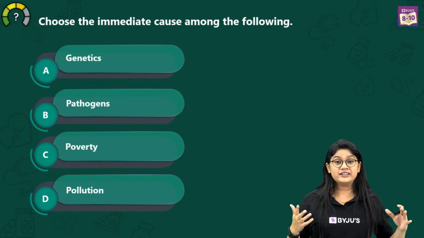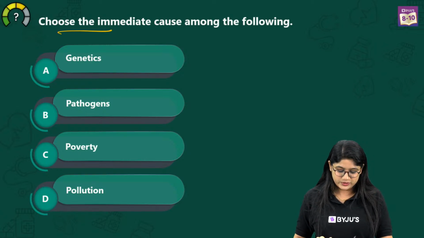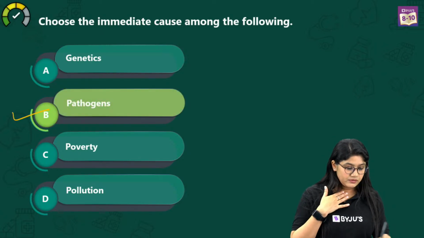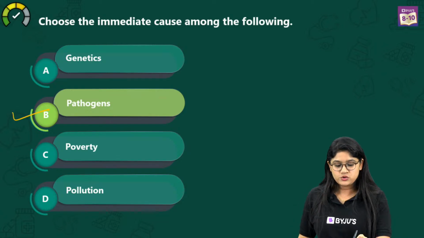Akriti, Sara. Very good. So we have the question: which is the immediate cause among the following? Of course, we know that it's the pathogen, right? Genetics, poverty and pollution are the contributory causes. Super amazing.